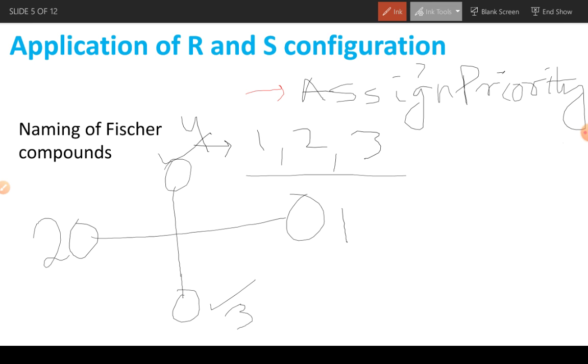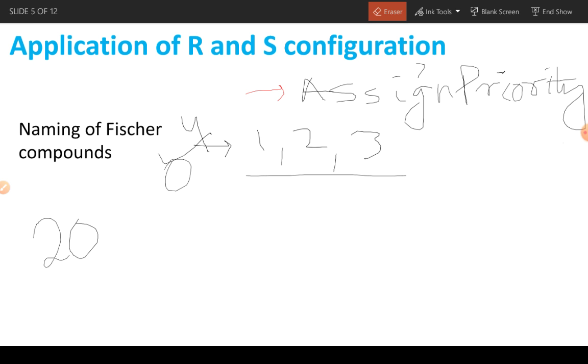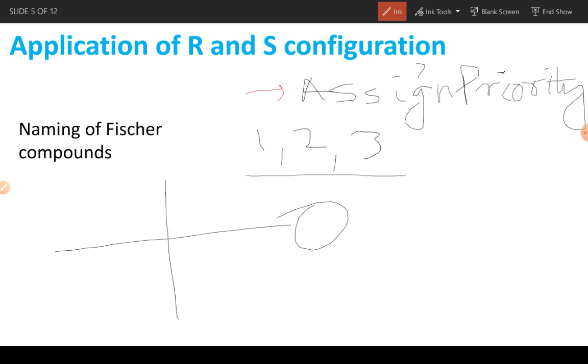But see, if the less priority group comes at the horizontal position, then we have to change our answer. That is, we have to change the configuration. If you get R configuration, we will change it to S configuration. If we get S configuration, then we will change it to R configuration.